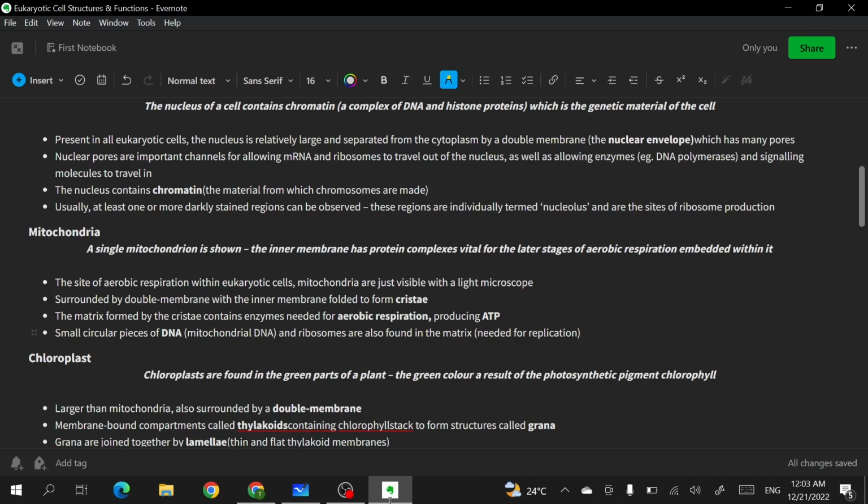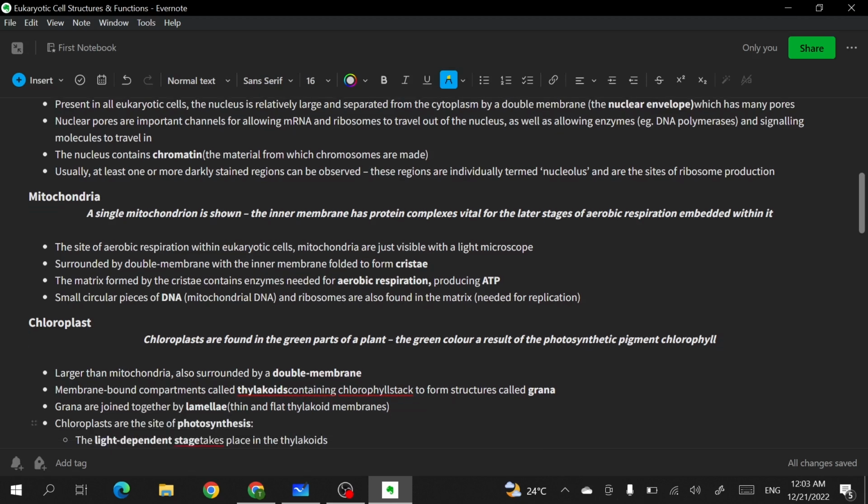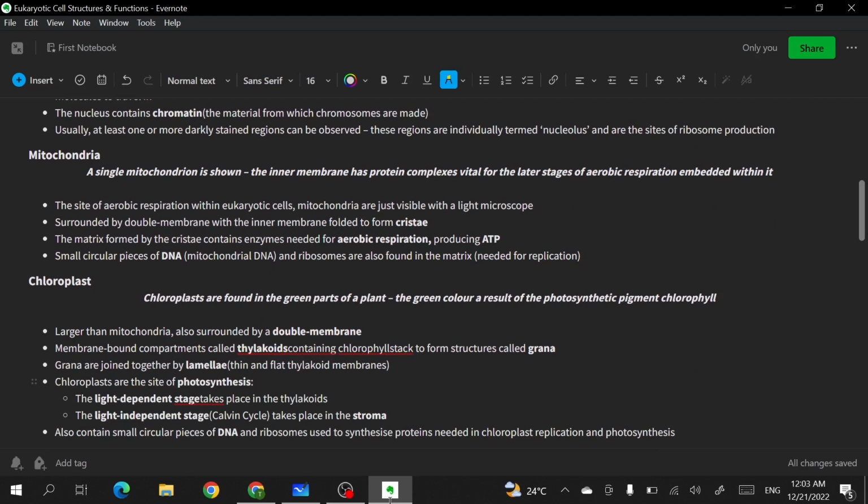So the nucleus contains chromatin, and usually at least one or more nucleoli can be observed. Mitochondria is the powerhouse of the cell. This is where ATP is produced. You have both aerobic and anaerobic respiration. If you're going for A-level biology, you're going to have a chapter called respiration where you're going to learn all this in detail. So a single mitochondrion is shown; the inner layer has protein complexes vital for the later stages.